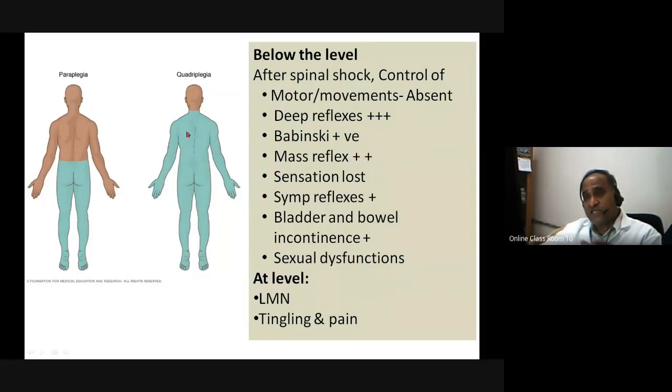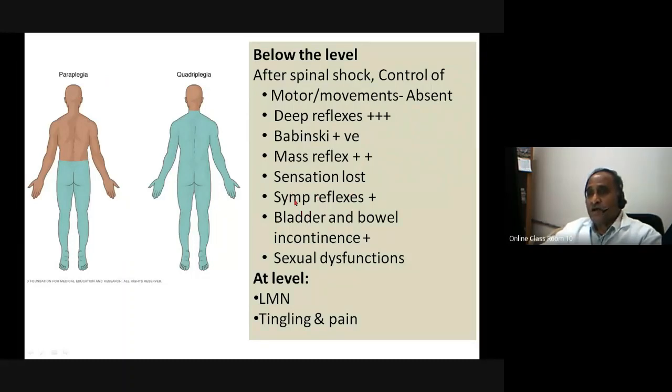Then what about the sensations? These are all about the motor component and the reflex components. What happens to the sensations? So in case of a quadriplegia, no sensation below this area is reaching the brain because it's a complete transection of the spinal cord. Whereas here, the sensations below this area are lost.